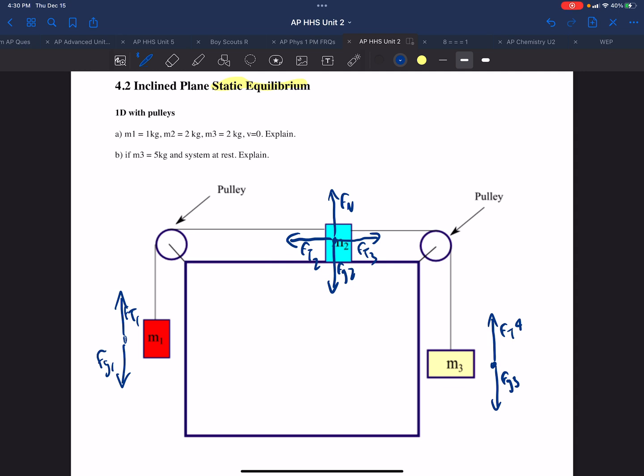Now, what we've said before is we want to write these all out in one line because the pulleys transform them. So we have Fg1 and Ft1. And we have Fg2 and Fn, Ft2, Ft3, and lastly over here we have Fg3 and Ft4.